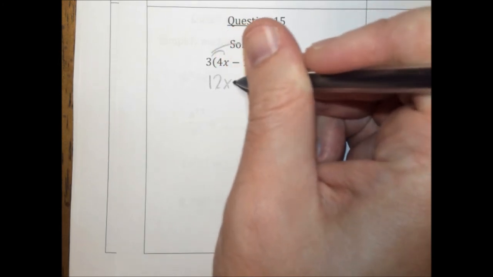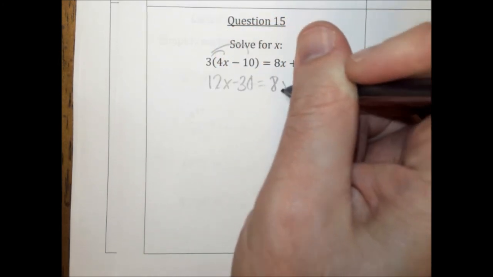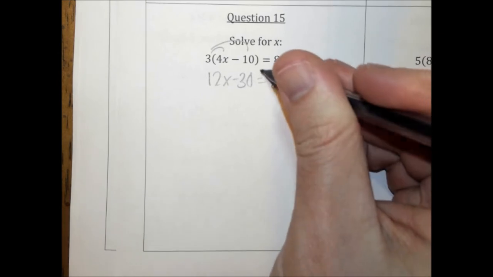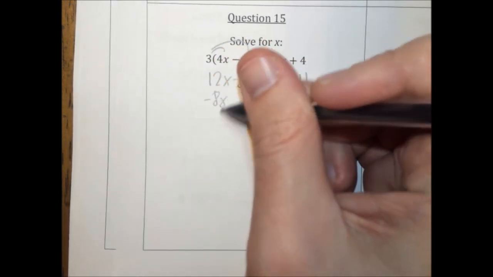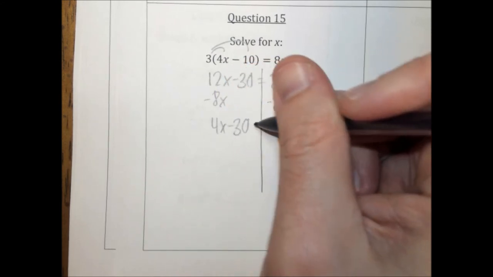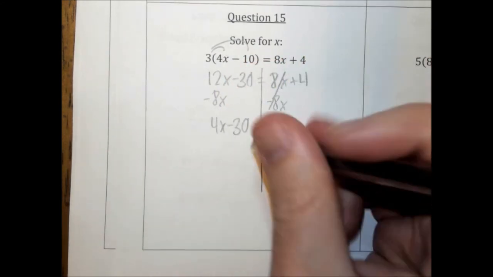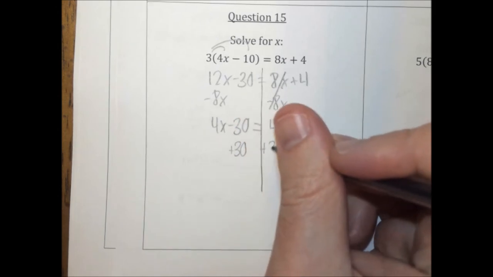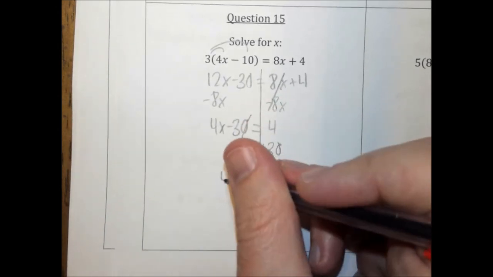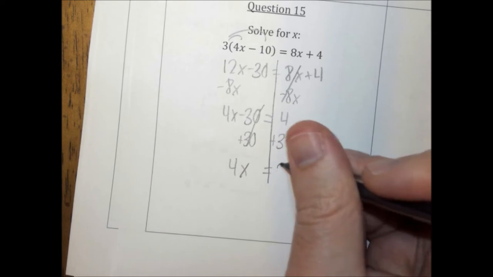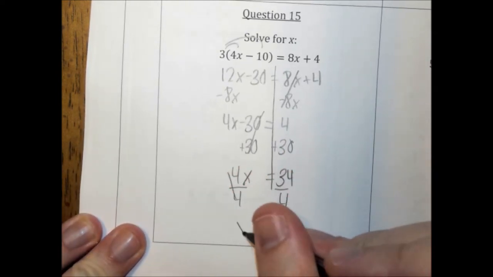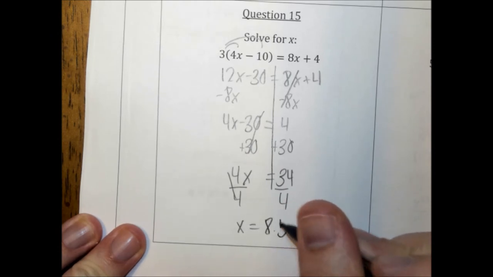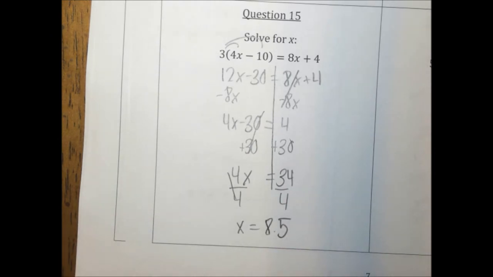15, solve for x. Let's distribute and get 12x minus 30 equals 8x plus 4. There's variables on both sides. Let's move the smaller one and do minus 8x to both sides, which is 4x minus 30 equals 4. Let's do plus 30 to both sides to get rid of this minus 30 and get 4x equals 34. Divide both sides by 4 and get x equals 8.5.